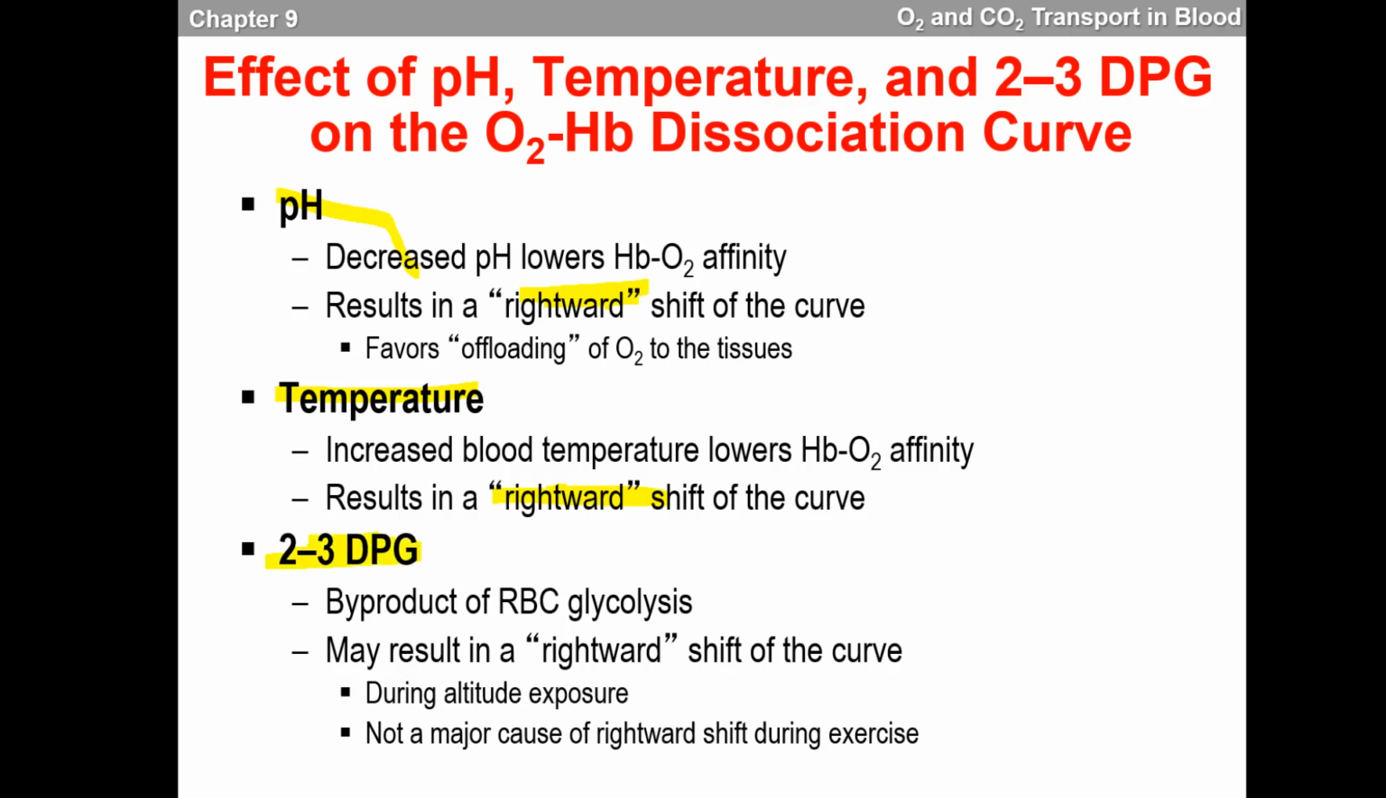Increase in 2,3 DPG, which is what happens during altitude exposure, also causes a rightward shift. Essentially, all of these cause oxygen to be dumped off at a faster rate, which is important, right, during exercise when we're hotter, when we have a lower pH, and then in altitude where we have low oxygen content, we want to increase the amount of oxygen that we're dumping off.